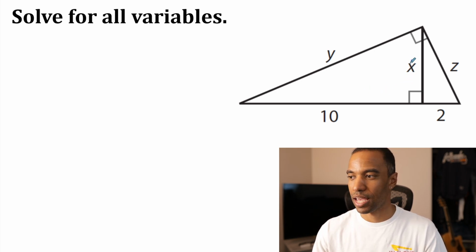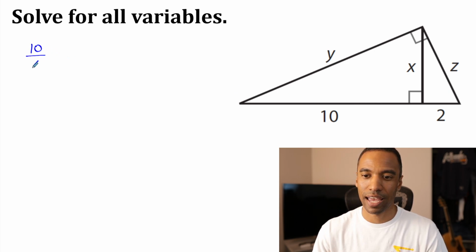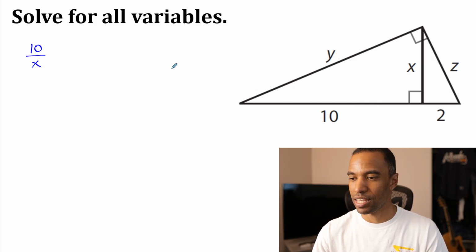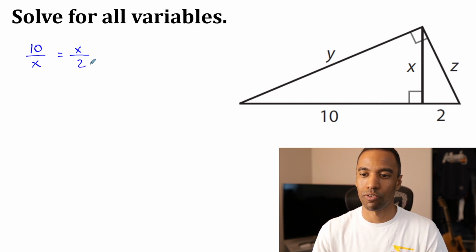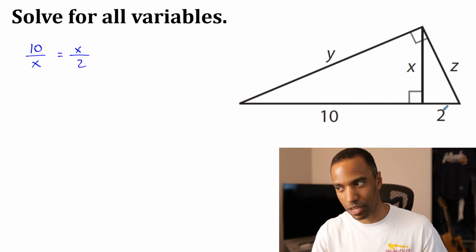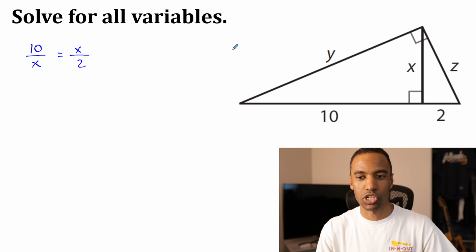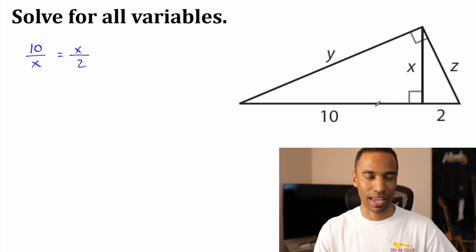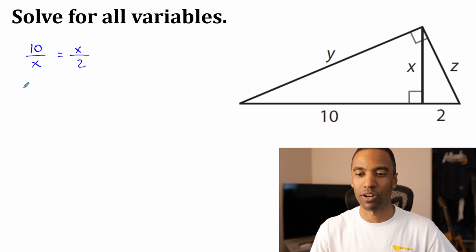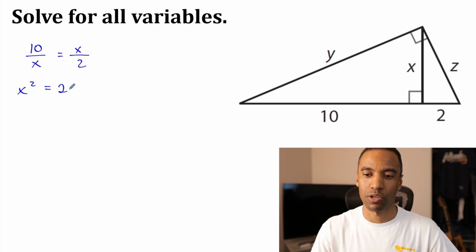As x is the altitude of this thing here, I can say how this part's split. I can say 10 over x, this over this, equals x over 2. 10 over x equals x over 2. X over h equals h over y. X is the geometric mean of 10 and 2. So let's solve by cross multiplying. X squared equals 20.